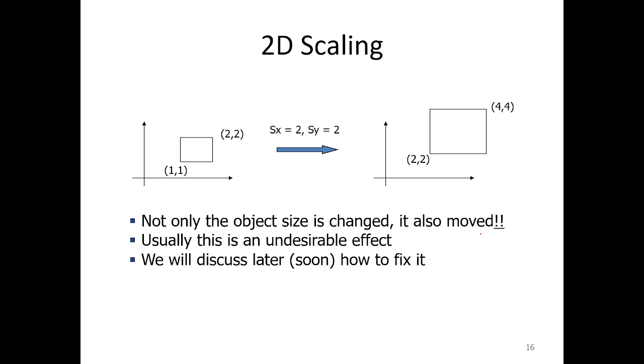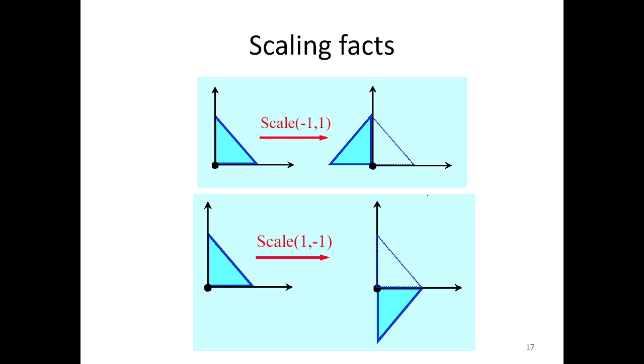Not only is the object size changed, it is also moved. The object is increased and translation is also applied. Because the size is changed, it is also moved from one place to another place. Here it was 1 1, but now it is 2 2, so it automatically changes the position. Usually this is an undesirable effect. We will discuss how to fix this problem. So this is scaling.